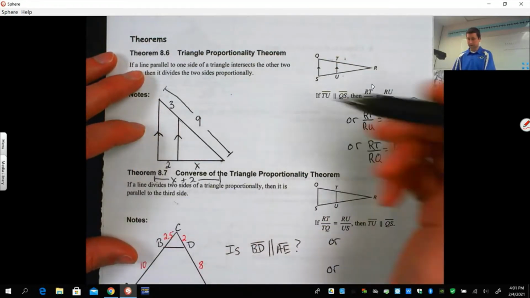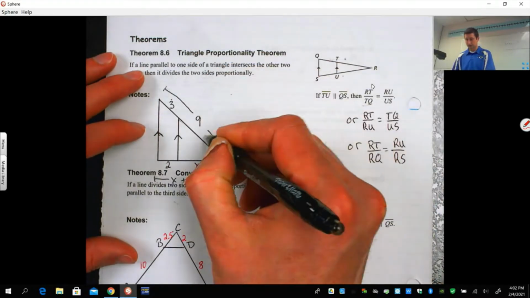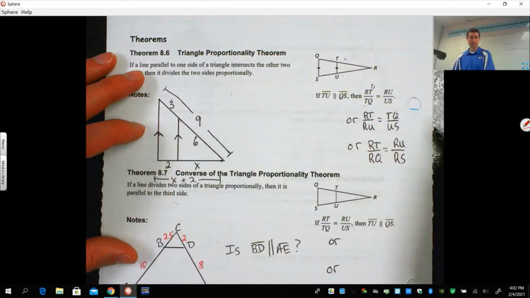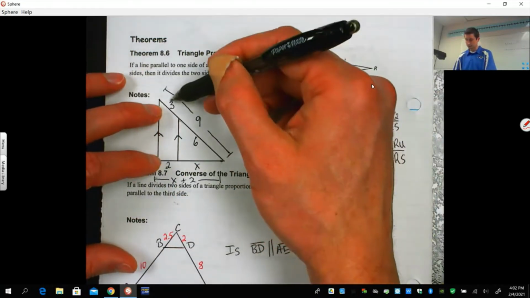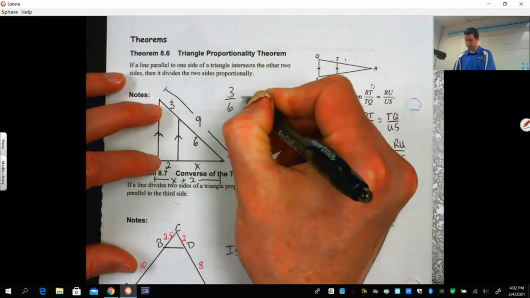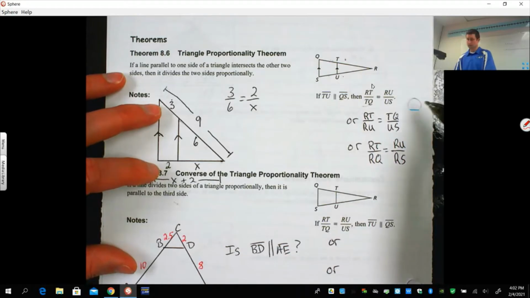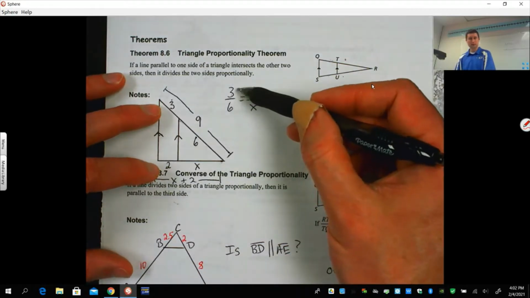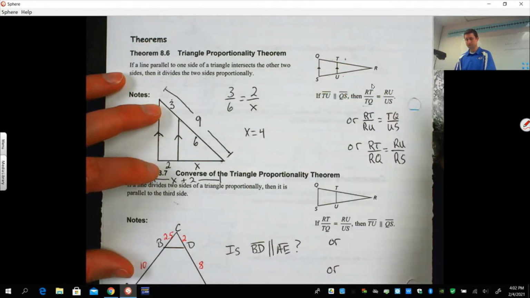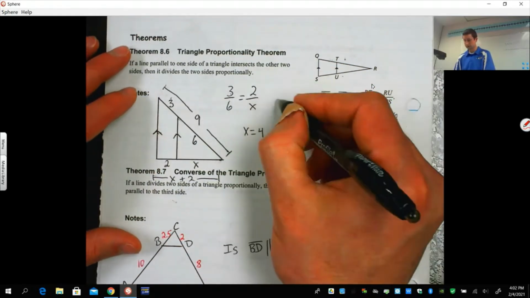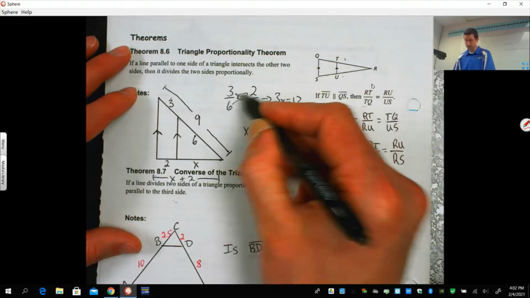What I would do in this case is, if the total length is 9 and that's 3, I would know that this side right here would be 6. Okay, 9 minus 3 is 6. And then we can set it up: 3 over 6 equals 2 over x. You see the bottom number is twice the top number, so the bottom number here, x, would have to be 4. You can also cross multiply and divide. 3x equals 12. So x equals 4.